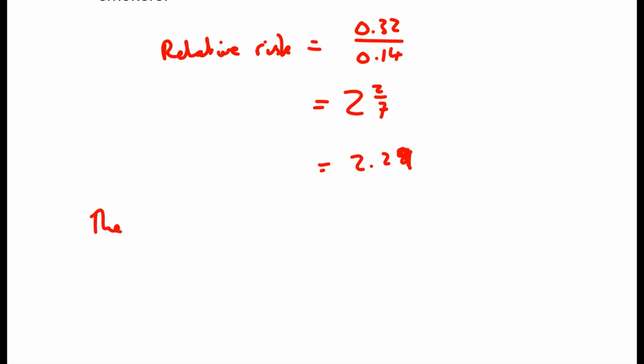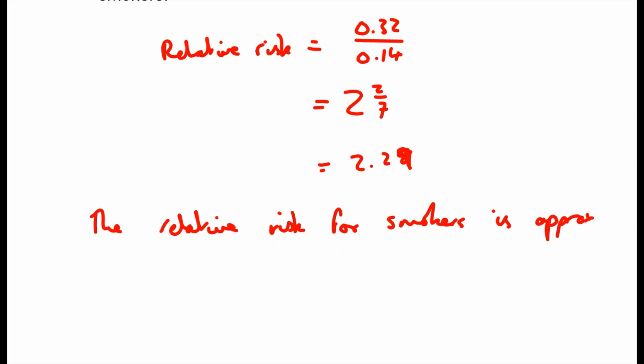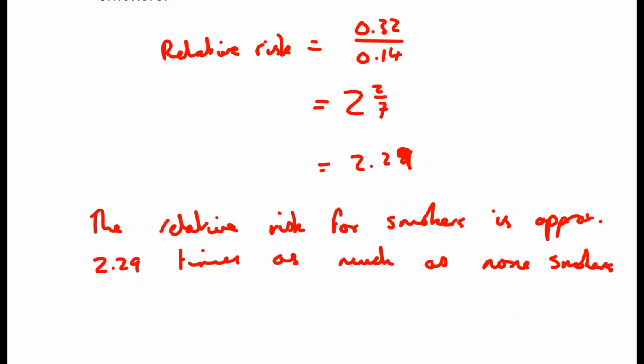So the relative risk for smokers is approximately 2.29 times as much as non-smokers. So we write it as kind of a times compared to the other group.